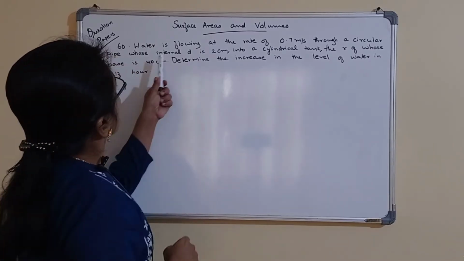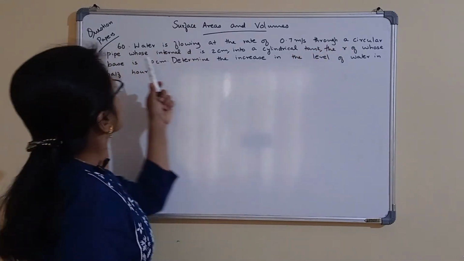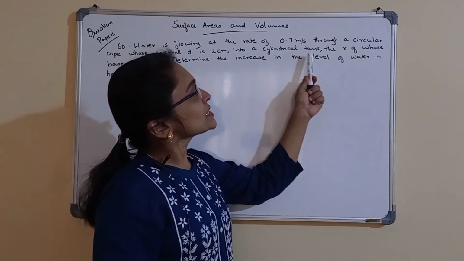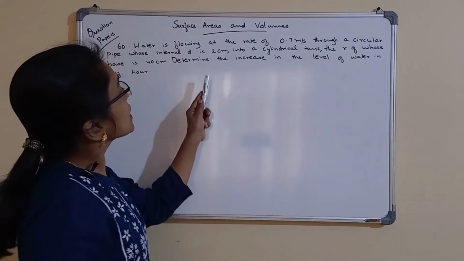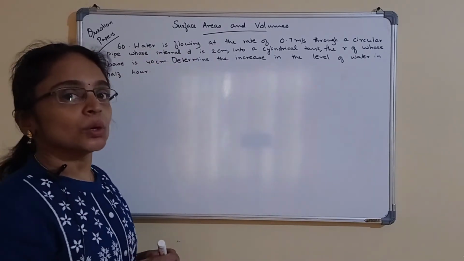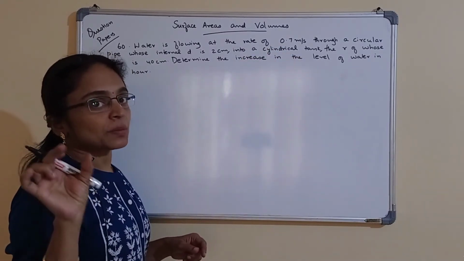Next question. Water is flowing at the rate of 0.7 meter per second through a circular pipe whose internal diameter is 2 centimeter into a cylindrical tank, the radius of whose base is 40 centimeter. Determine the increase in the level of water in half an hour. Okay, so water is flowing at the rate of 0.7 meter per second.